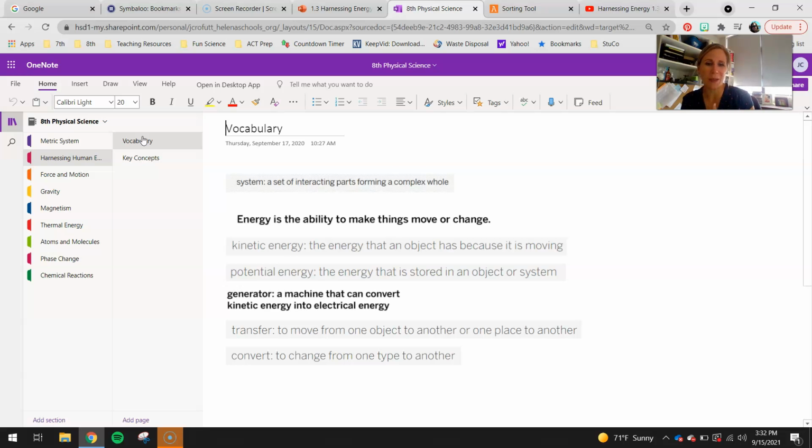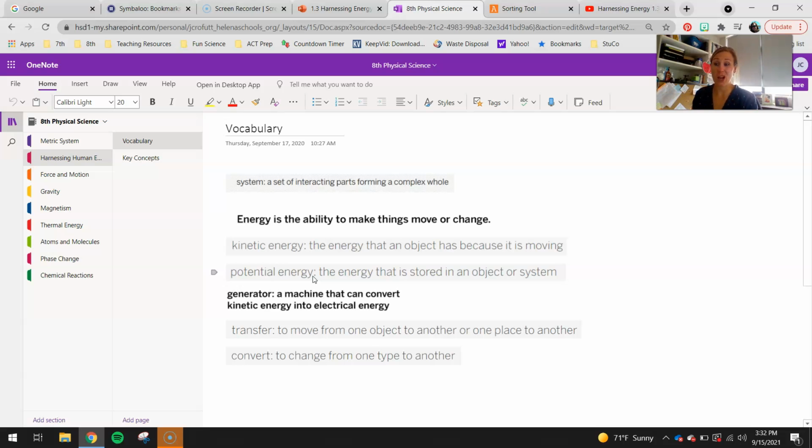Potential, on the other hand, is a little bit harder to observe. We talked about energy being the ability to make things move or change. That doesn't mean that the object right away is moving or changing. It's the ability to move or change. So that would be our focus with potential energy. Potential energy is the energy that is stored in an object or system, so it can move or it can change.